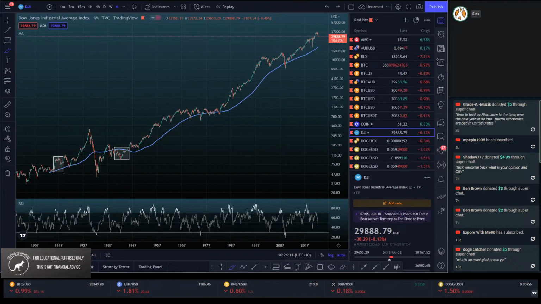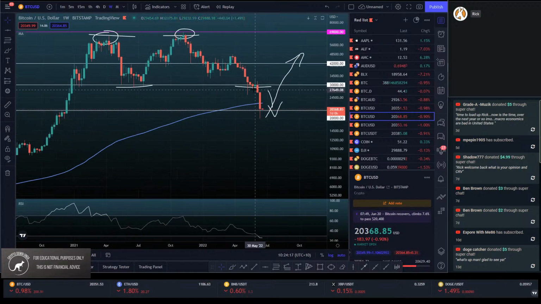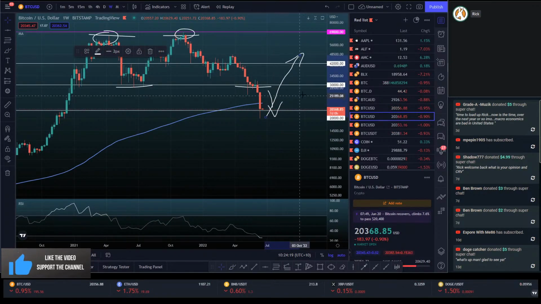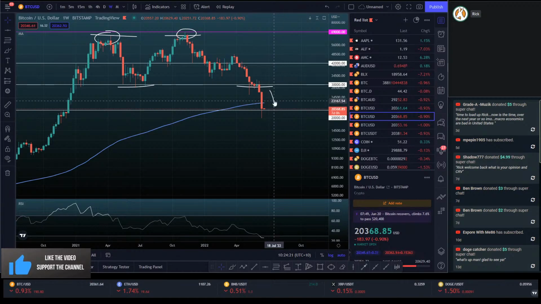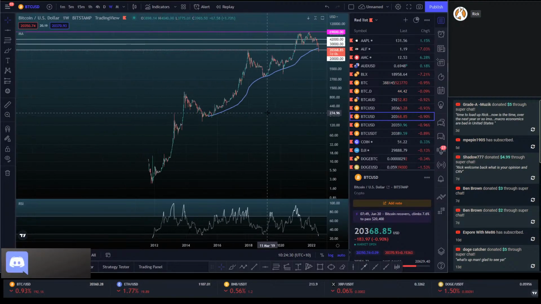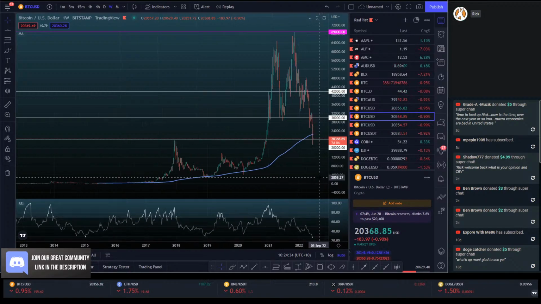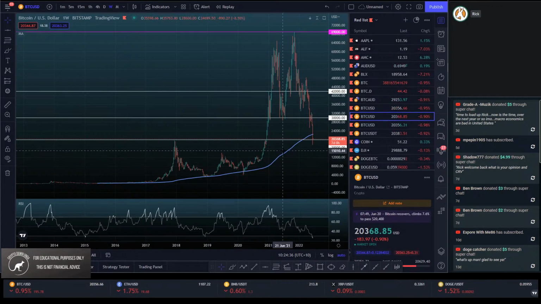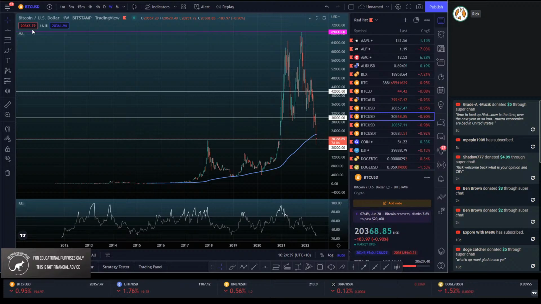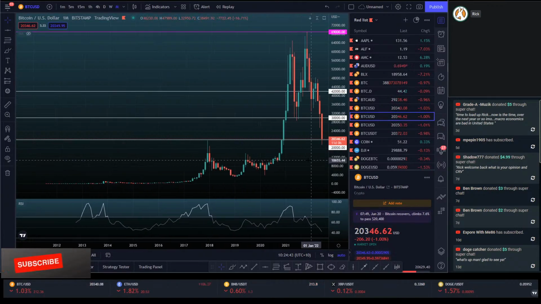All right, let's go back to crypto. Enough rambling on about the stock market and the economy. Delete all these squiggles here. Turn the logarithmic view off. You can see how sharp that fall looks when you turn that off. It's insane. Go back to the monthly chart.